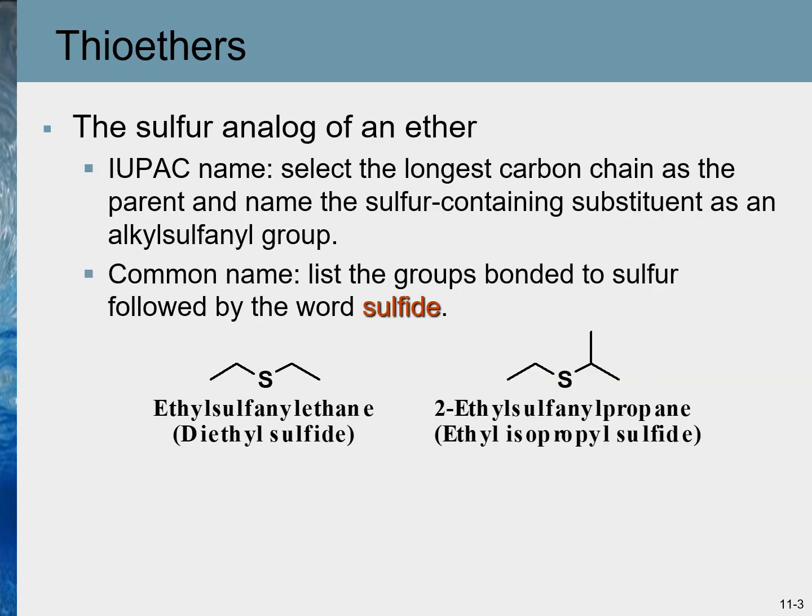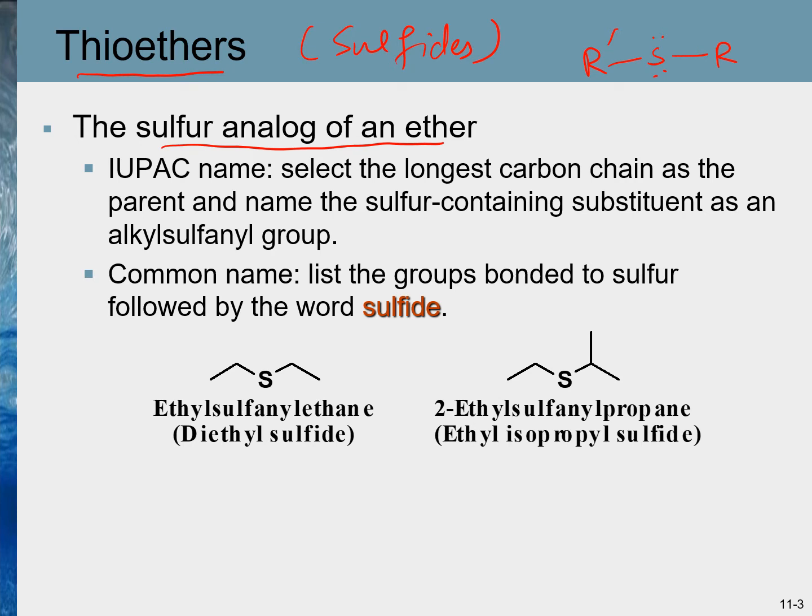The final topic of this chapter is thioethers. Thioethers are also known as sulfides. These compounds are sulfur analogs of ethers. In these compounds, we have a sulfur atom covalently bonded to carbon atoms which are part of alkyl chains.